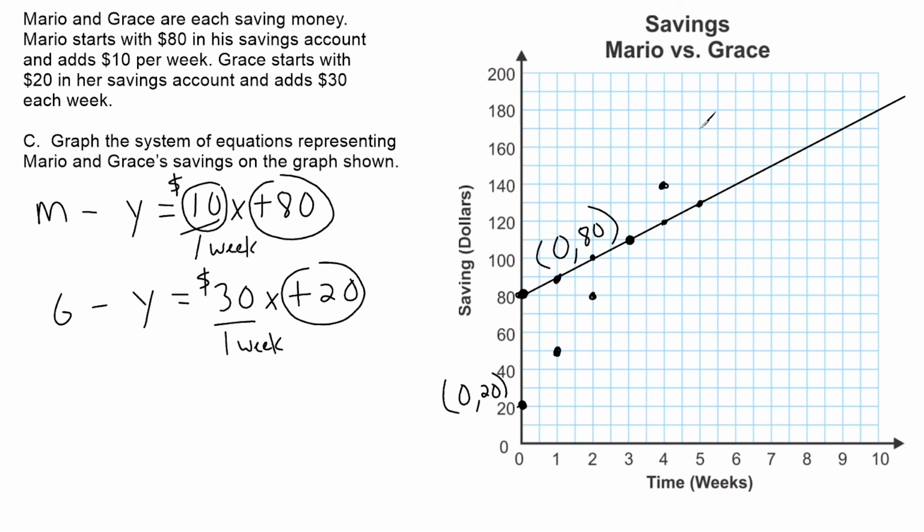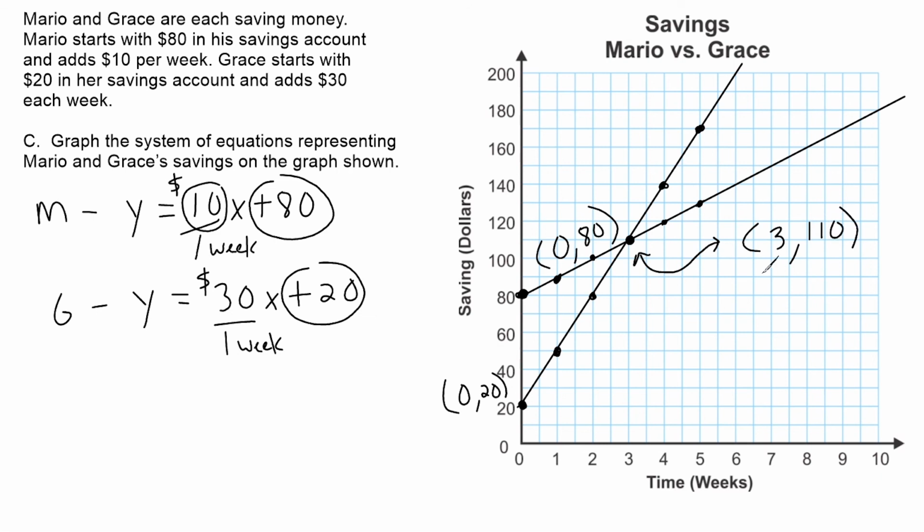10, 20, 30 over a week. And that should be good enough. And then we are going to connect our points to create the line that represents this relationship for Grace. Now, let's take a look at the point at which these two lines intersect. We would say that these two lines intersect at the point (3, 110).